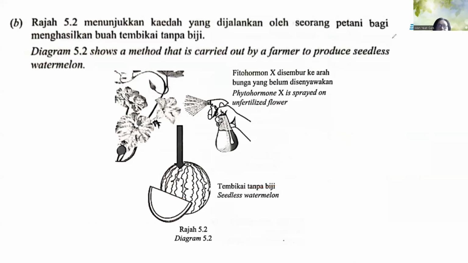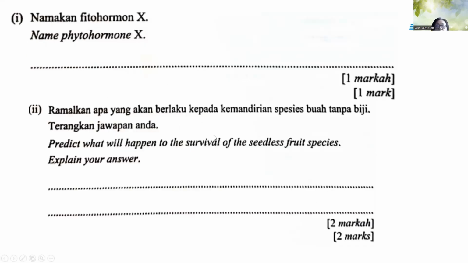Let's look at this question now. Diagram 5.2 shows a method that is carried out by a farmer to produce seedless watermelon. So a phytohormone acts as a spray on the unfertilized flower. So the flower then produces fruit that is seedless, a watermelon that is seedless. Name phytohormone X. The phytohormone that can stimulate the production of seedless fruit is auxin. Now, gibberellin also can.